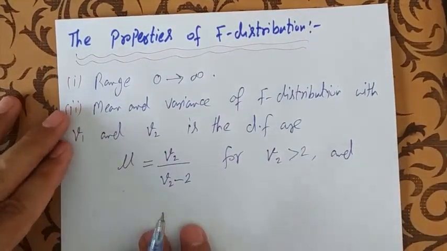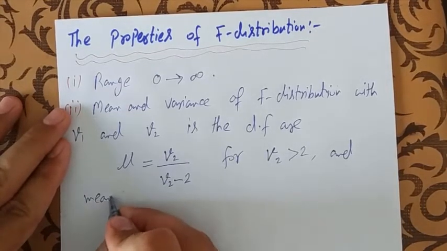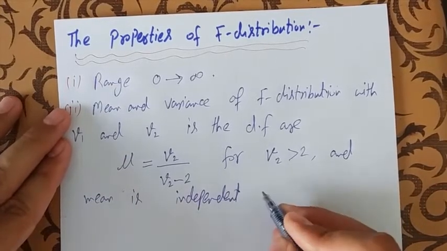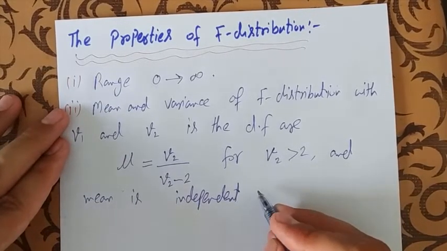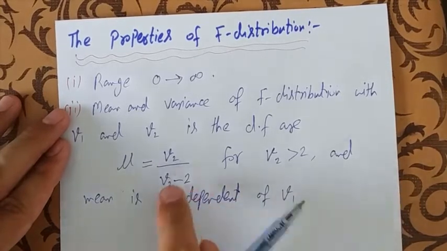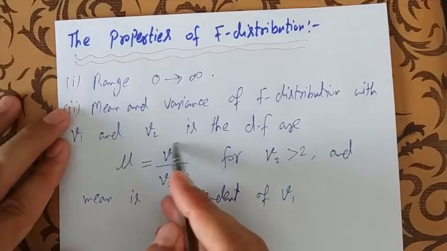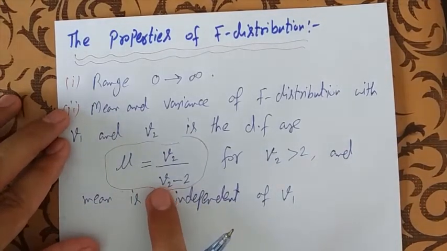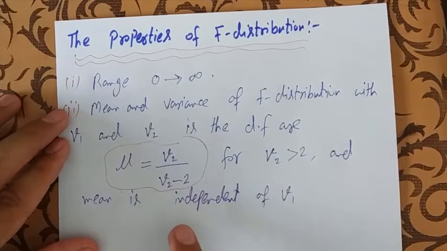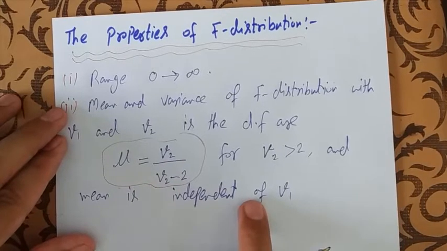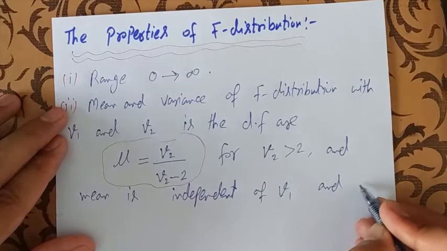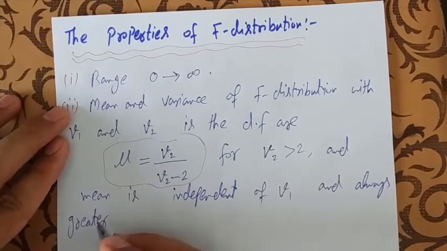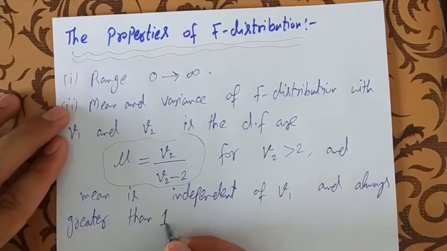The mean is independent of mu 1, because in this relation mu 1 does not come. So we say the mean of the F distribution is independent of mu 1 and always greater than 1.